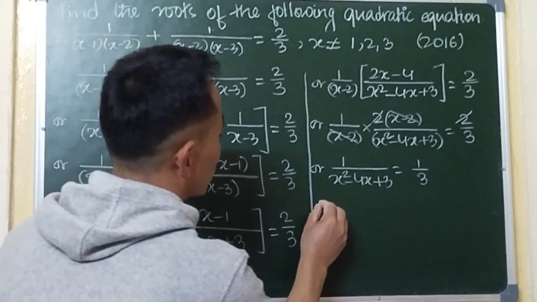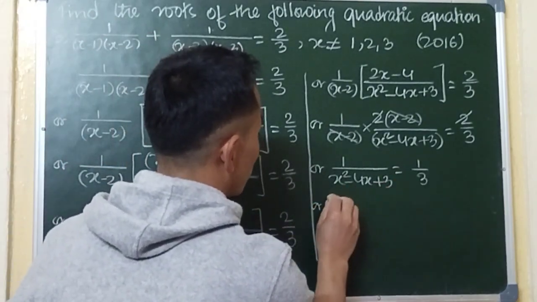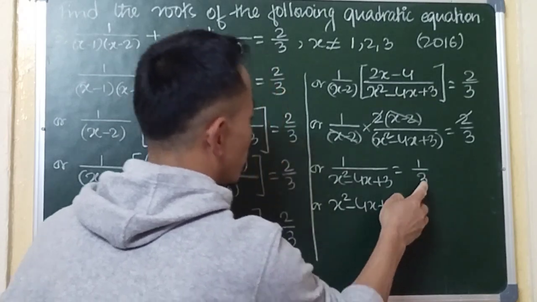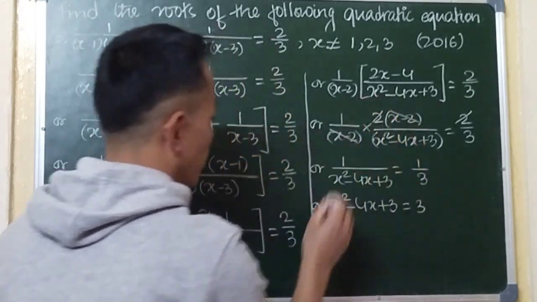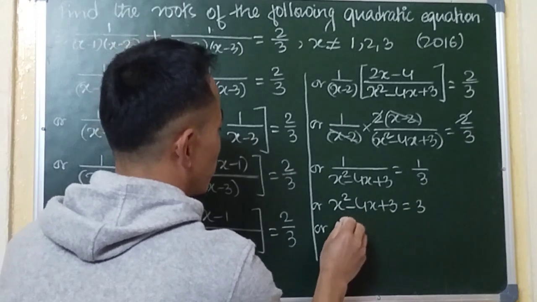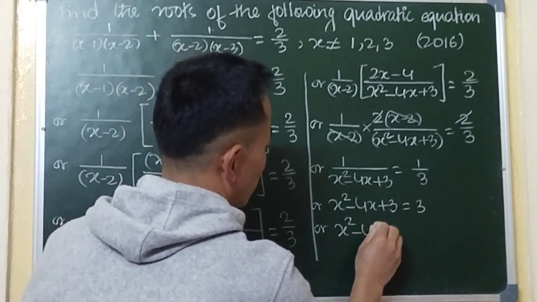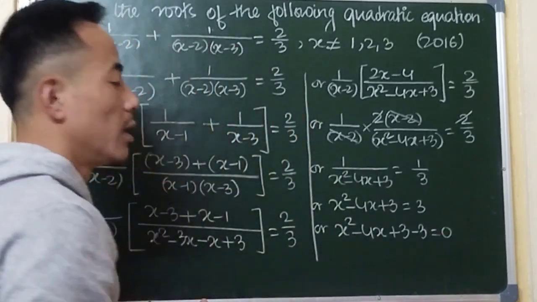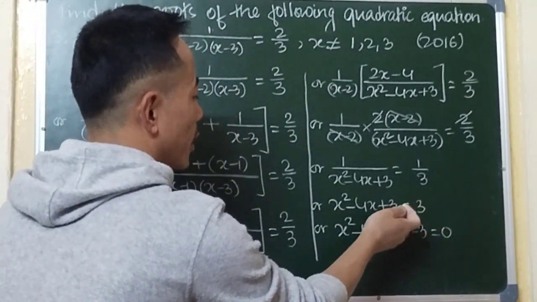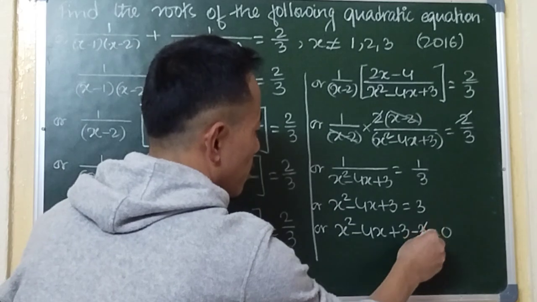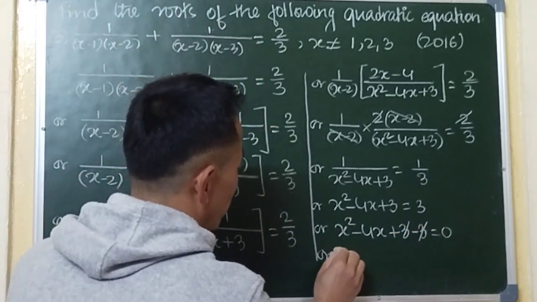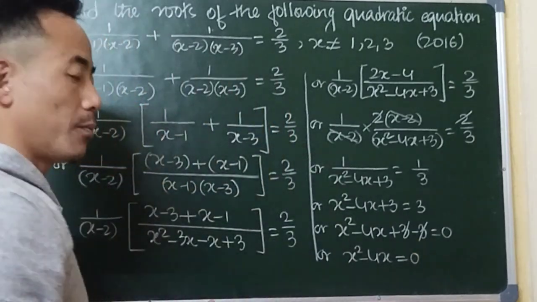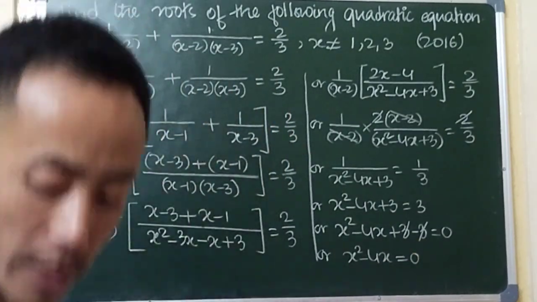After that, what you have to do? Cross multiply. So this into 1 becomes x square minus 4x plus 3 equals to 3 times 1 becomes 3. After that, bring this 3 to the left hand side. x square minus 4x plus 3 minus 3 is equals to 0. Plus 3, when it comes to the left hand side, it becomes minus 3. So this 3 and this 3 can be cancelled. So we will get x square minus 4x equals to 0. So this is the standard form of this quadratic equation.